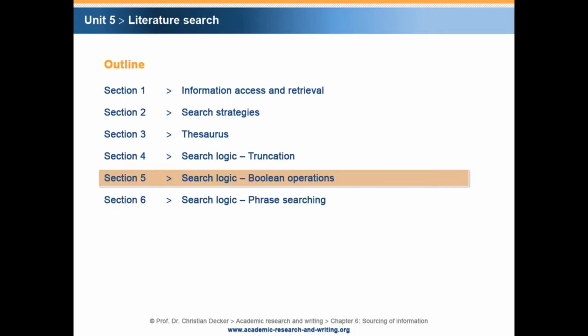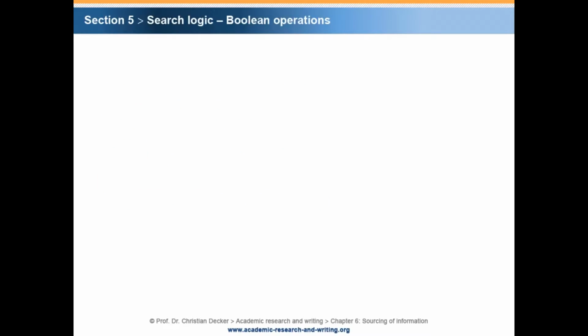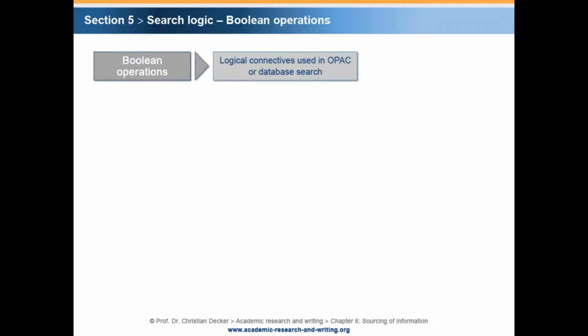Section 5. Search Logic. Boolean Operations. Another technique applied in literature research is the use of Boolean operations. Boolean operations are logical connectives used in OPAC or database search. Operators such as AND, OR, NOT can be used in order to connect search words. This can be demonstrated by the following examples using the search words project finance.